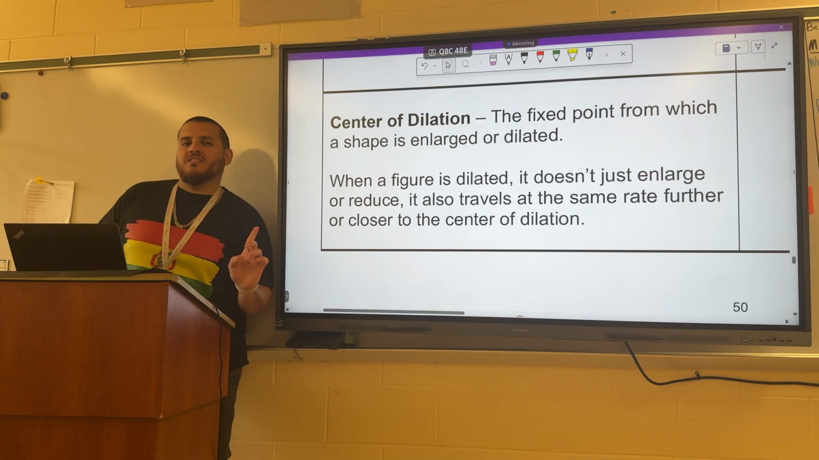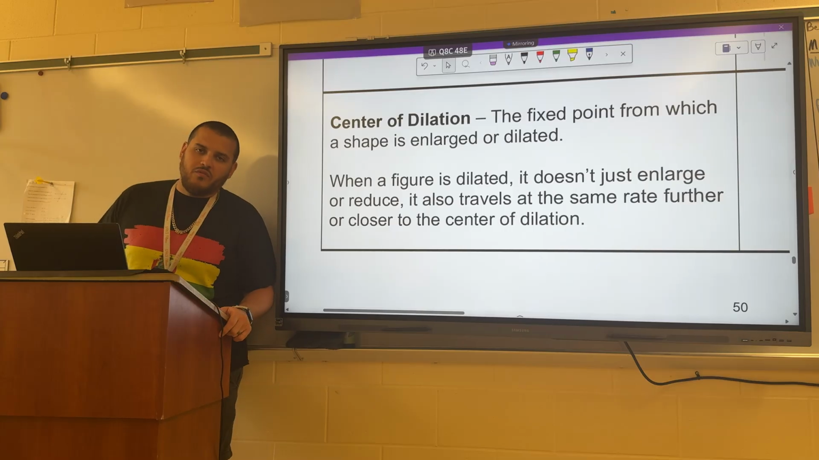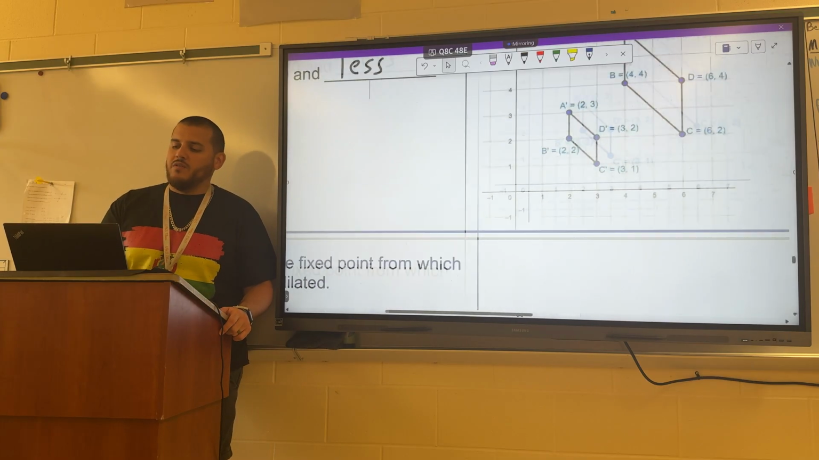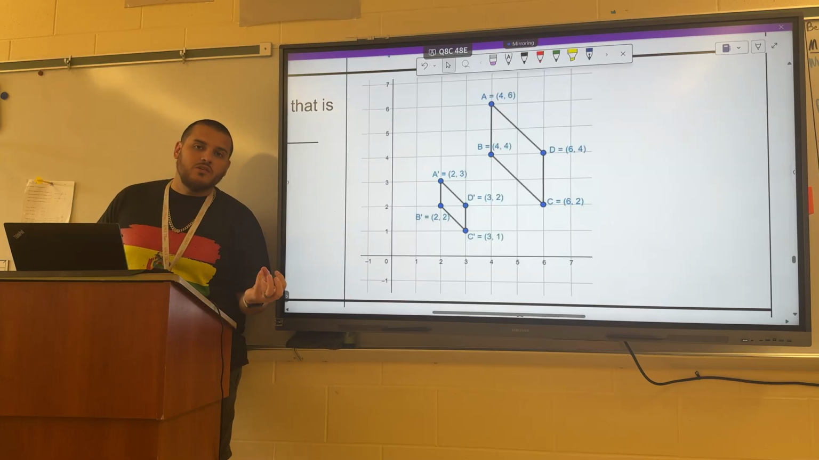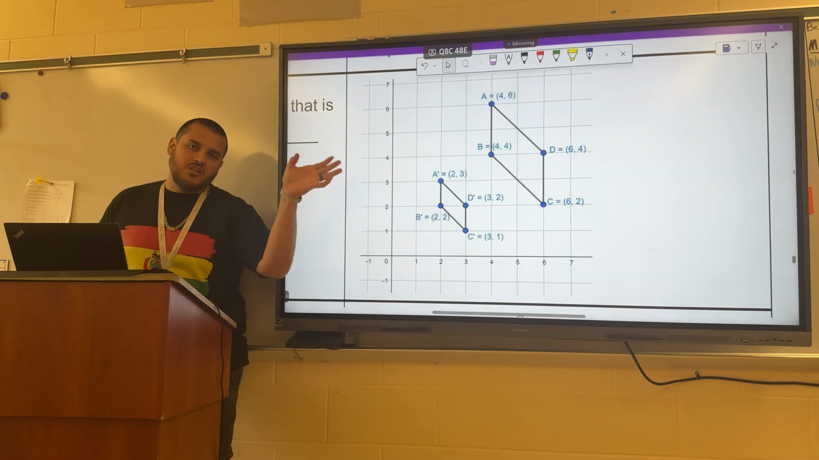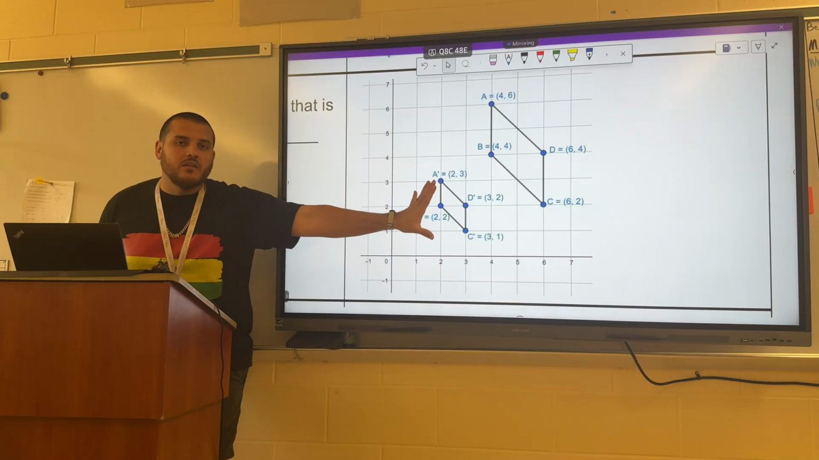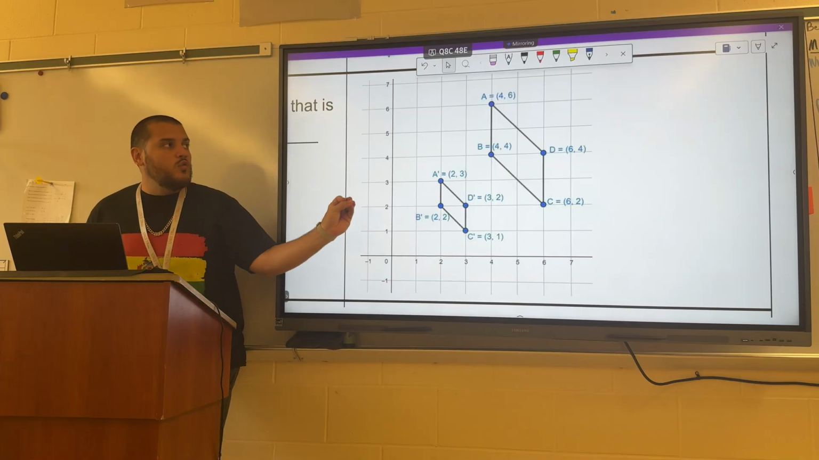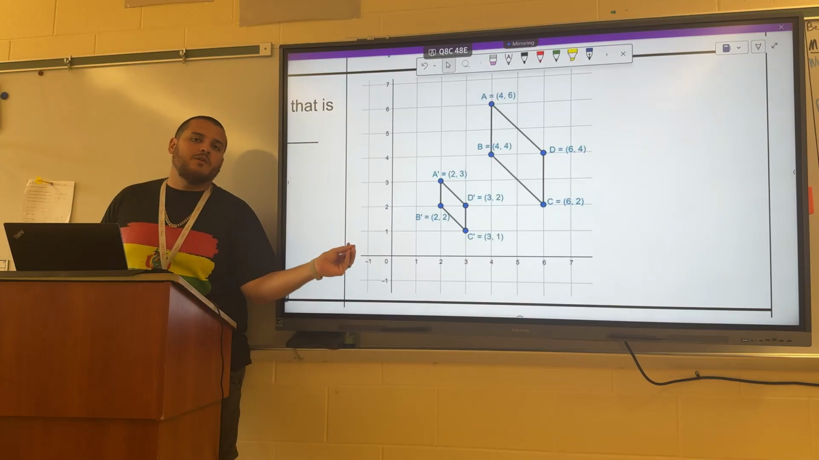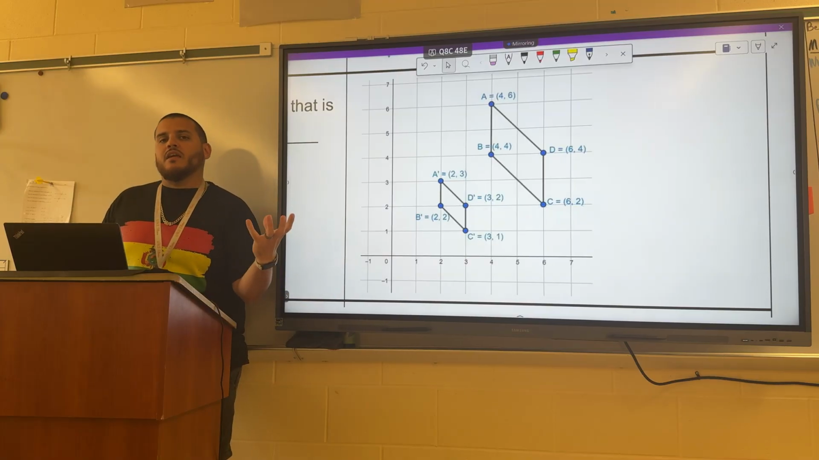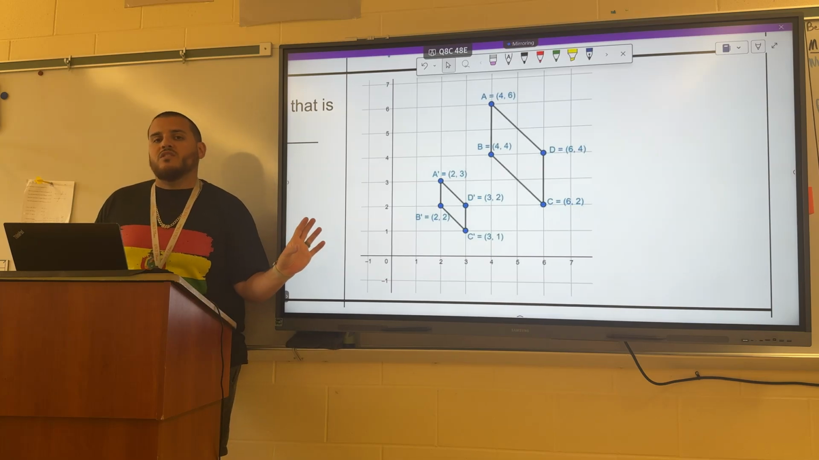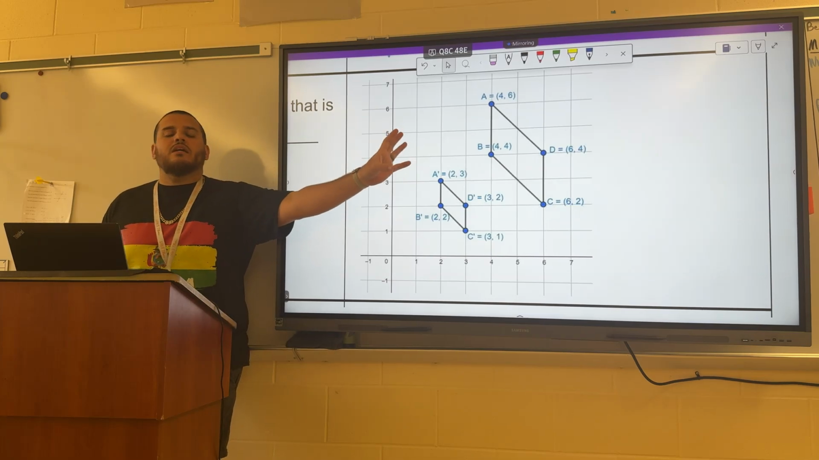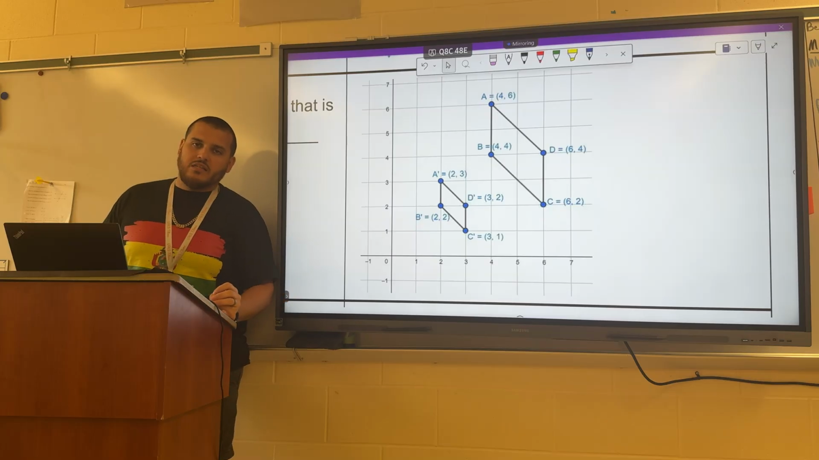We need to know about the center of dilation when we're performing dilations, right? If you notice our previous examples, not only did a shape enlarge or reduce, it also moved positions on the graph. It didn't just sit still and get bigger or smaller. It actually moved further away from a focal point. So instead of thinking of dilations as just growing or shrinking, we're also moving our points further away from a center of dilation or closer to a center of dilation.